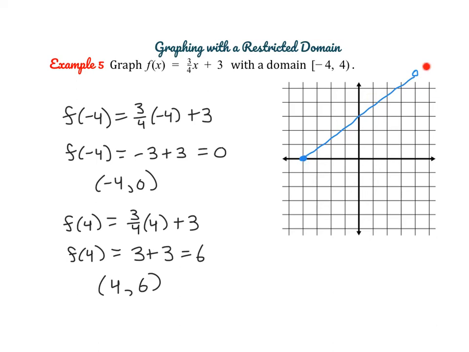So we can double check to see that this makes sense. From the equation, we see that our y-intercept is 3, and our slope is 3 over 4. So up 3 over 4, or down 3, left 4. So this is the graph of this linear function, restricting the domain to between negative 4 and positive 4.